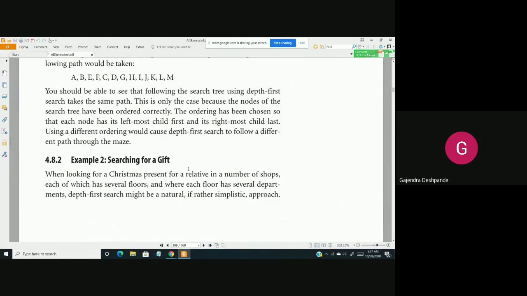Now the second example which relates to our natural way of searching is searching for a gift. Now let's assume that you had visited a street where you have a number of shops where gifts are available, or where you can buy gifts. Then each shop has multiple floors. Okay, floor 1, floor 2, floor 3.